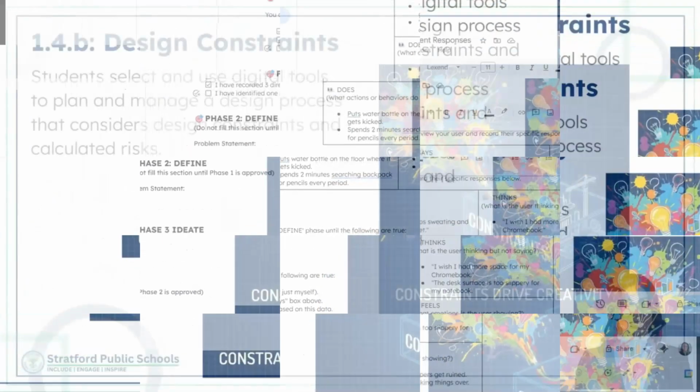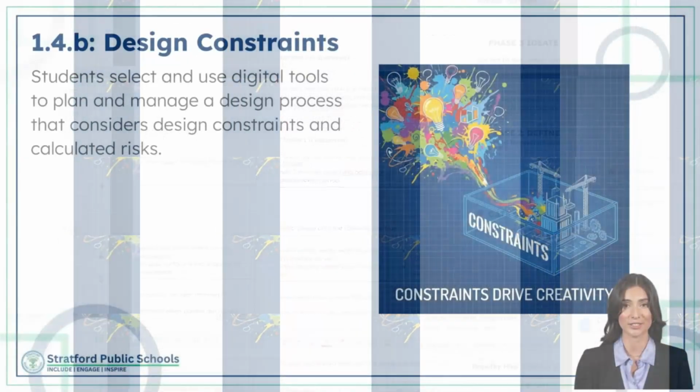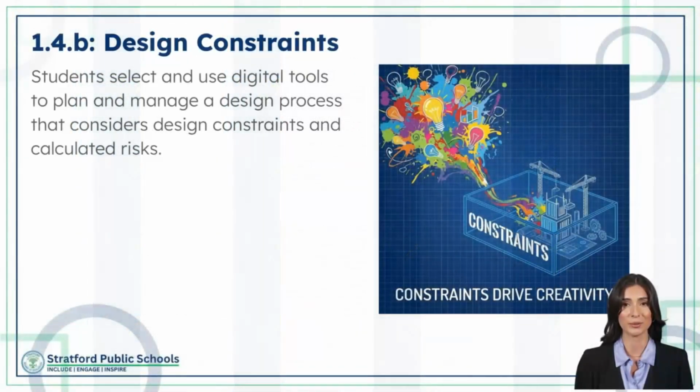Now that they have a process, they need a problem to solve. This brings us to Indicator 1.4.b. Real-world design is about working within constraints. It's about budget, time, materials, and audience.